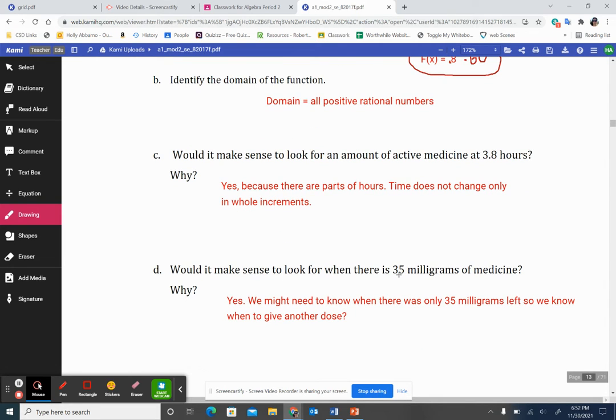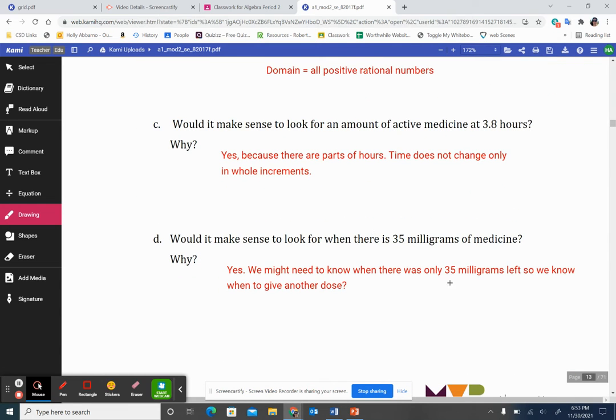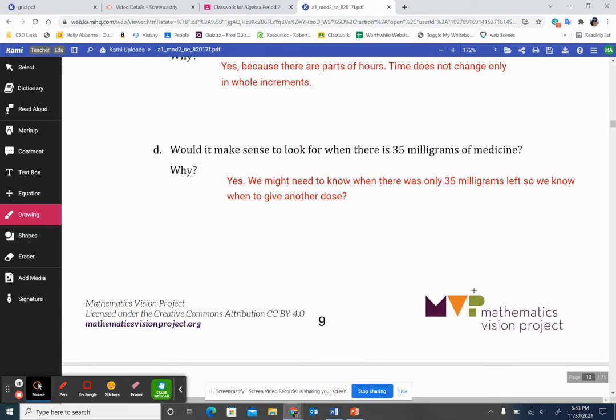Would it make sense to look for when there's 35 milligrams of medicine and why? Well, I was thinking about this and I don't know what you wrote, but it would make sense. The doctor might say when you have 35 milligrams still in the system, you can give your dog a second dose. And so I wouldn't want to give my dog another dose until about 2.5 hours because that's when it's going to be about 35. There might be times when I want to know when there's 35 milligrams left.